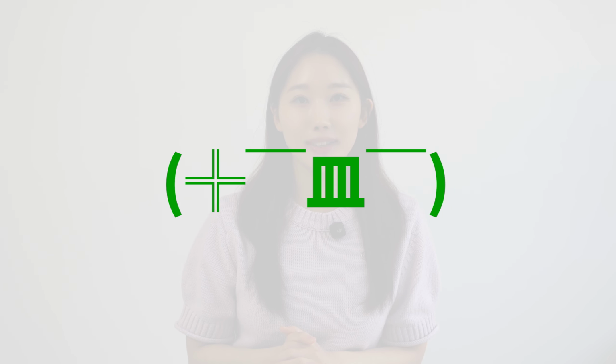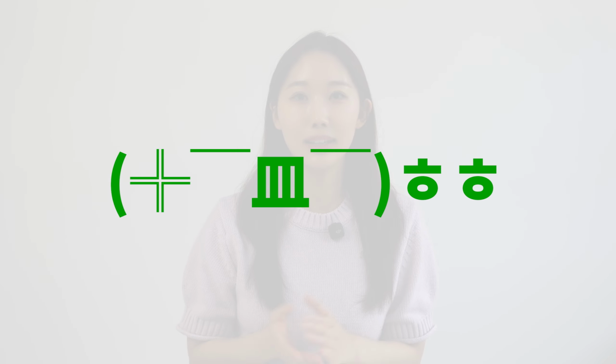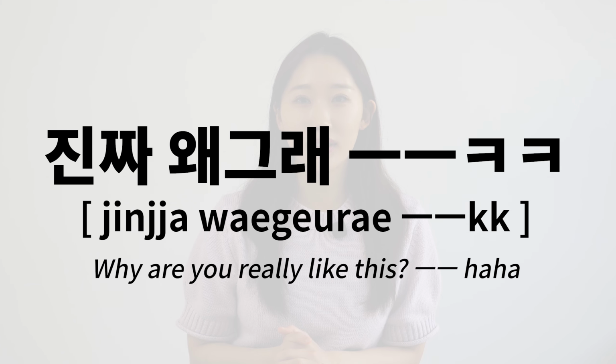Sometimes people soften them by adding laughing sounds like double kiuk or double hiuk after. For example, 진짜 왜 그래? Why are you like this, lol? This makes it sound teasing instead of harsh.